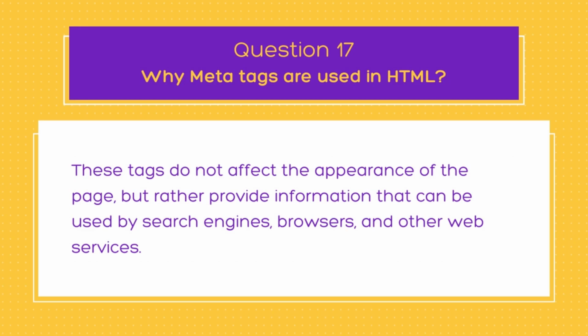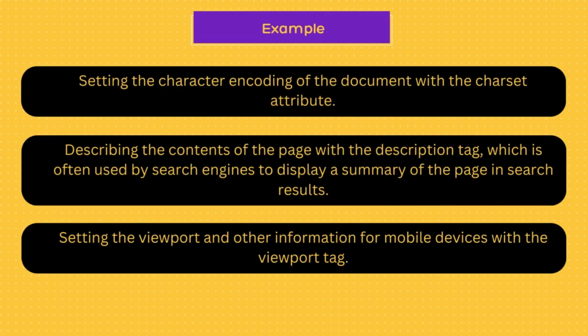Some common uses of meta tags include setting the character encoding of the document with the charset attribute, describing the contents of the page with a description tag, which is often used by search engines to display the summary of the web page in search results. Next would be setting the viewport and other information for mobile devices with the viewport tag. Meta tags are included in the head section of an HTML document using the meta tag. They are important for SEO, that is search engine optimization, as they can improve the visibility and accessibility of a website in search engine results.